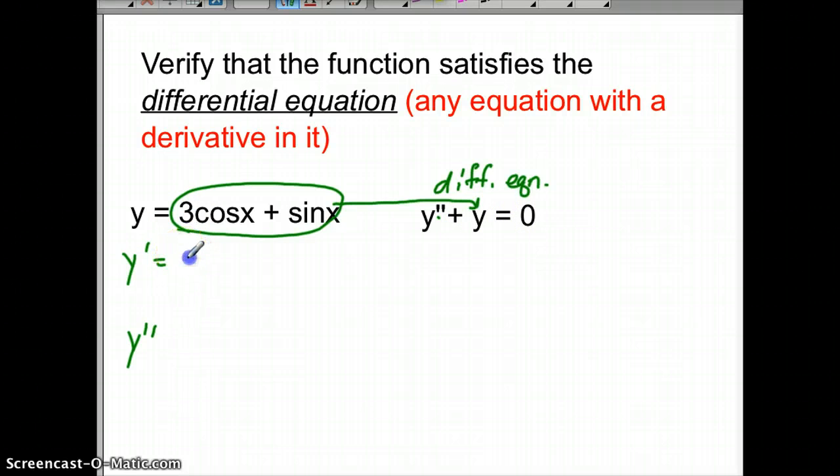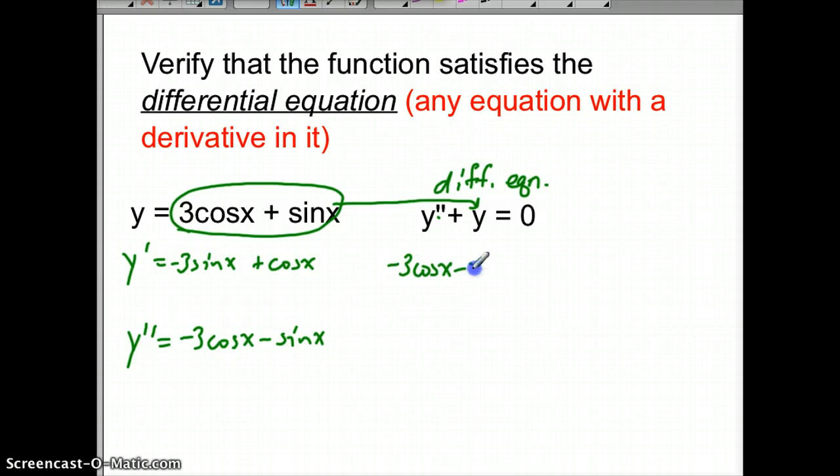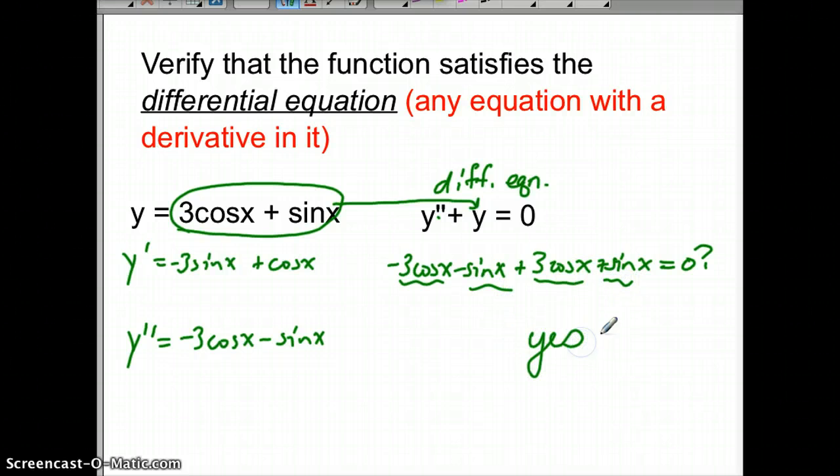So first derivative, 3 times the derivative of cosine, it's negative sine, so I'm going to write negative 3 sine x, and the derivative of sine is cosine. And now take the derivative of that. The derivative of negative 3 sine x is negative 3 cosine x. And the derivative of cosine x is negative sine x. So there's my second derivative. So I'm going to plug that in here. So negative 3 cosine x minus sine x plus, and then plug in y, 3 cosine x plus sine x. Does that really equal 0? Of course it does, because these add up to 0 and these add up to 0. So our answer for this one is yes. But if it didn't equal what it said it was supposed to equal, then your answer would be no.